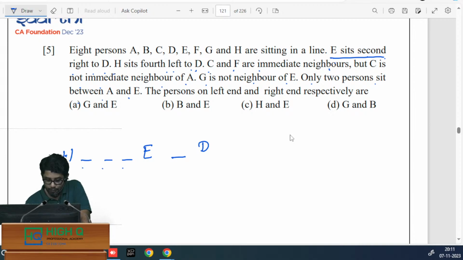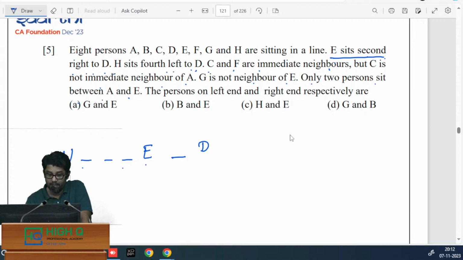Now, next one. 1, 2, 3, 4, 5, 6, 7. But 8 people are there. Let us wait and watch. C and F are immediate neighbors. So, C and F can be here. This is the only arrangement. Fine. But C is not immediate neighbor of A.